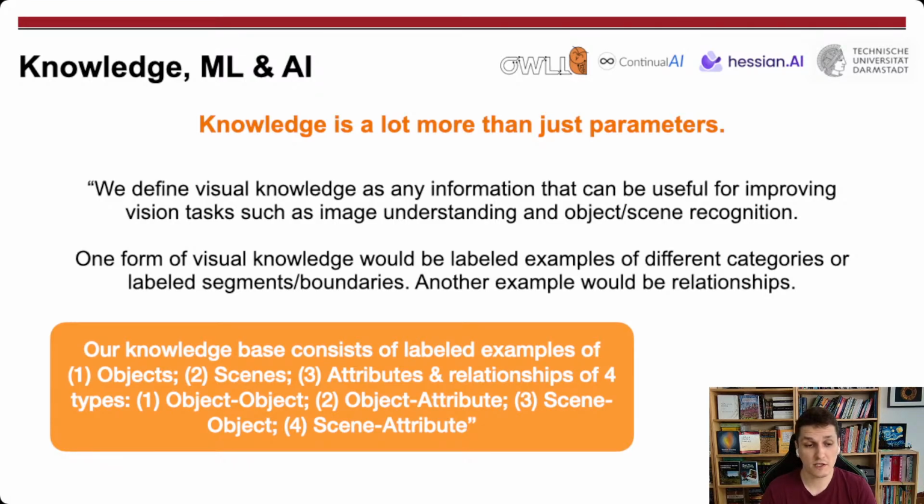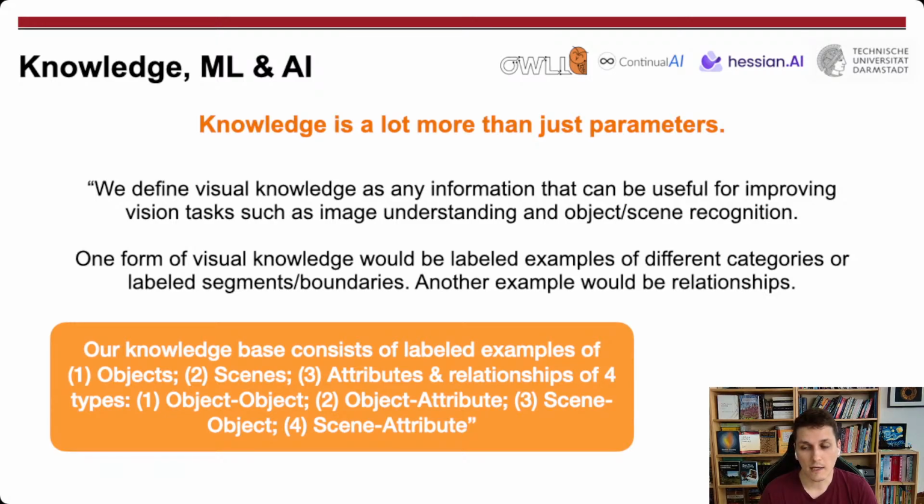So the particular definition of the knowledge base they practically employ is actually in this orange box on the bottom left. It's saying that the knowledge base here consists of labeled examples of objects, scenes, attributes, and relationships of 4 different types. So naturally, the first 3, objects, scenes, and attributes, are maybe something we've encountered to more or less of a degree in the course already.